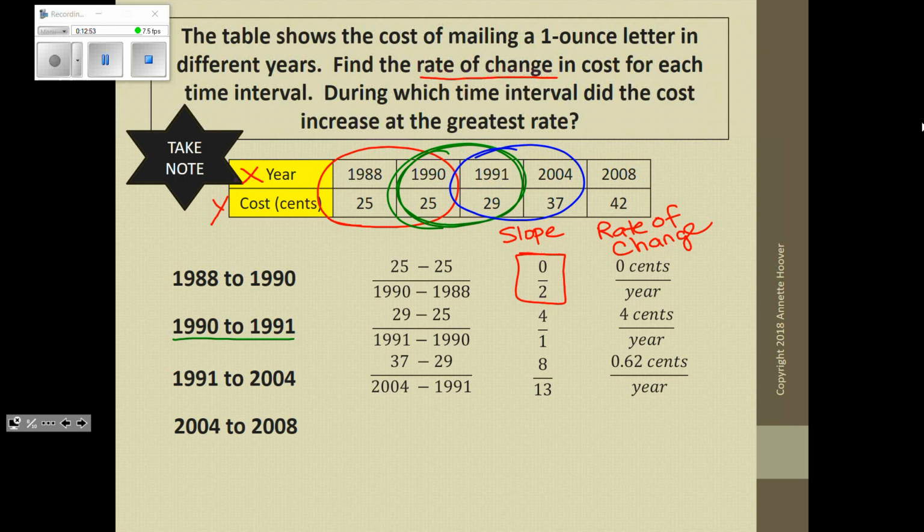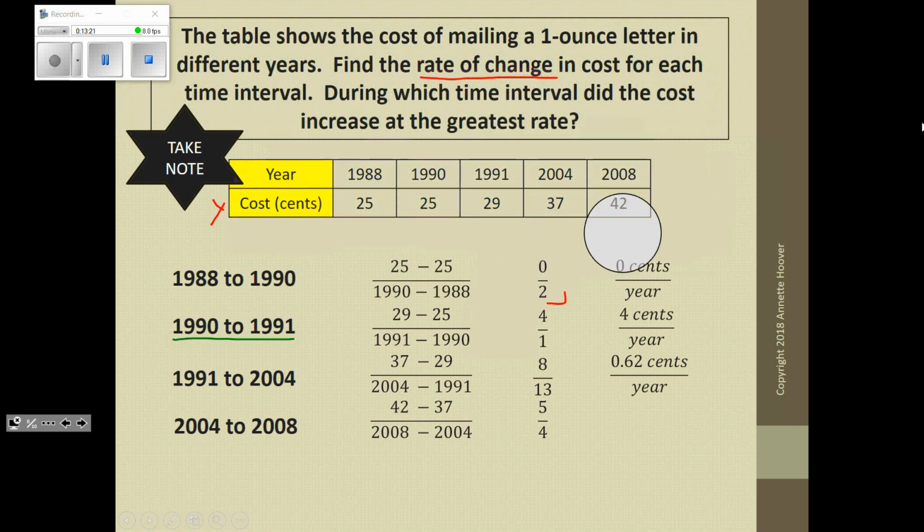In our last time interval, we have 2004 to 2008. Again, we subtract the y's on the top and the x's on the bottom. So we have 42 minus 37, which gives us a slope of 5 divided by 4. Rose 5, went to the right 4. If we were to actually go that one step farther and determine the rate of change, we would take our calculator, we would go 5 divided by 4, and we would find that it changed by 1.25 cents per year.